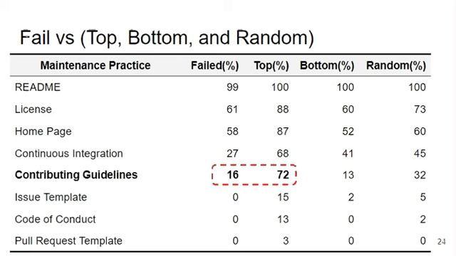And finally, analyze the use of the contribute guidelines. Only 16% of the projects that have failed use a contribute guideline versus 72% for the top group, which is the most different between these groups.